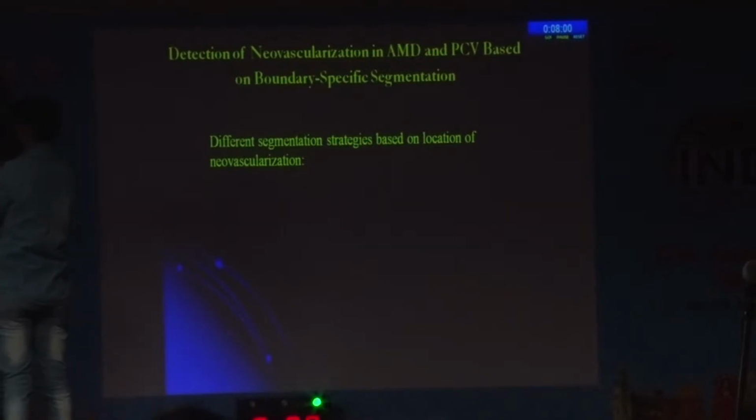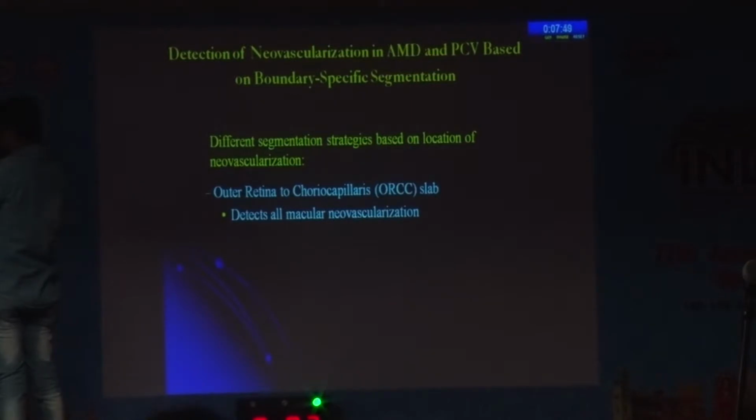So detection of neovascularization in AMD and PCV based on boundary-specific segmentation is required. Different segmentation strategies are used based on the location of neovascularization. The ORC slab, the outer retina to choriocapillary slab, detects all macular neovascularization. CNV is now being called macular neovascularization.